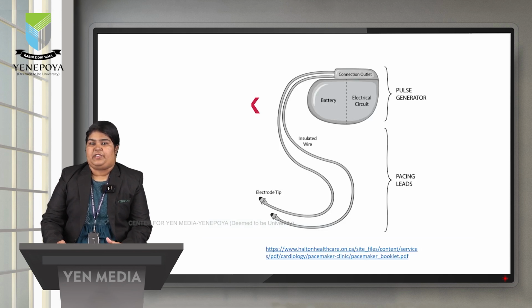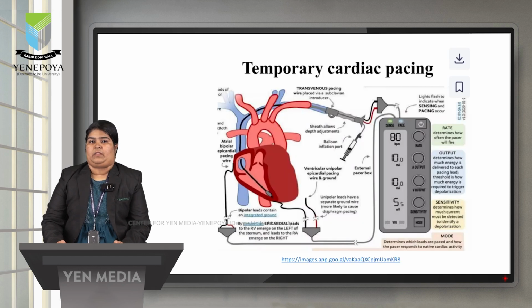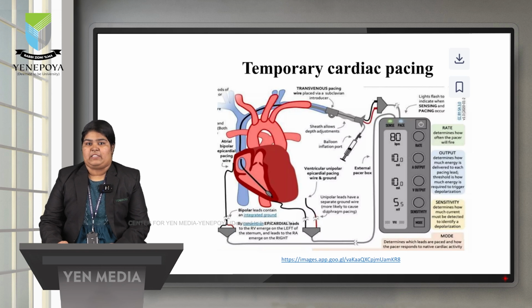So this is the pulse generator and pacing leads which we have discussed till now. Next we were moving on to temporary cardiac pacing. Temporary cardiac pacing, as the name suggests, is just a temporary mechanism before the implantation of the permanent pacemaker. It does not have different leads like what we discussed in the pacemaker: sensing leads, stimulating leads, pacing leads.